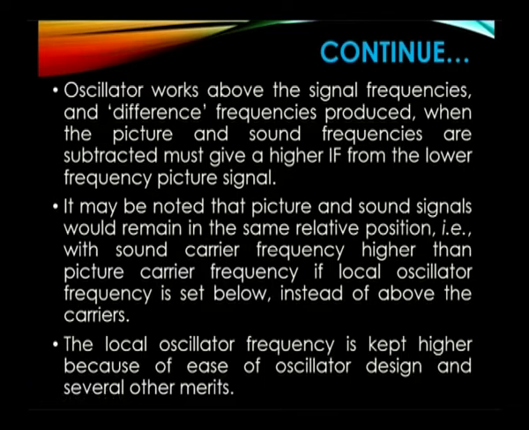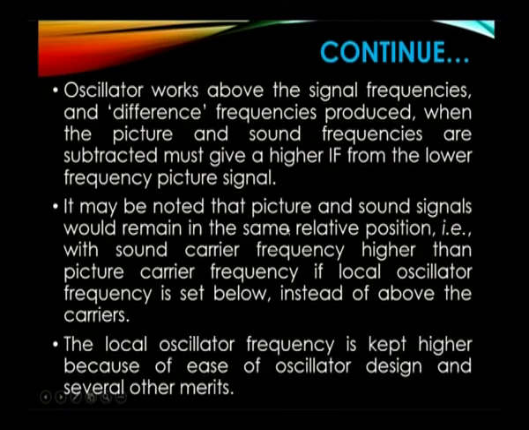The oscillator works with signals of different frequencies, and the different frequency will be produced when the picture and sound frequencies are subtracted. That is what we discussed in the previous slide. With the help of mixers, the oscillator signal output will be given to the mixers, where the subtraction of the oscillator frequency and the station frequency will be done to get a standard intermediate frequency. It may be noted that the picture and sound signal remain in the same relative position, with the sound carrier frequency higher than the picture carrier frequency.